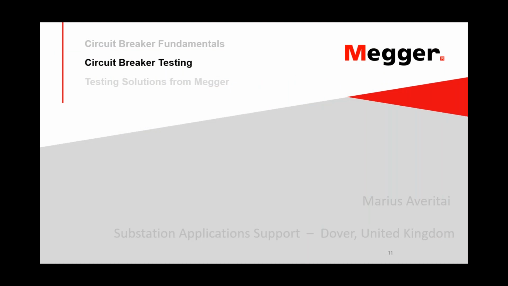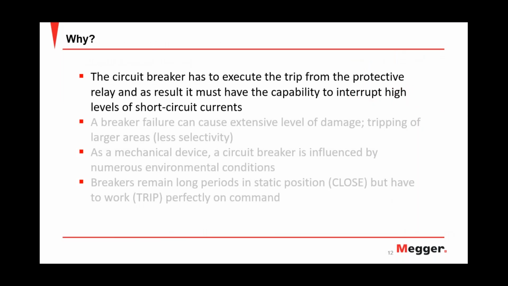And we'll continue with looking at why we need to test. A lot of reasons, but just some considerations. Besides normal system switching to energize and de-energize, a circuit breaker has to execute a trip from the protective relay when a fault is detected. And we can say it is the extended arm of the protection trip contact. As a result, high levels of short circuit current will create unavoidable wear of the arcing contact, and that wear level needs to be monitored.